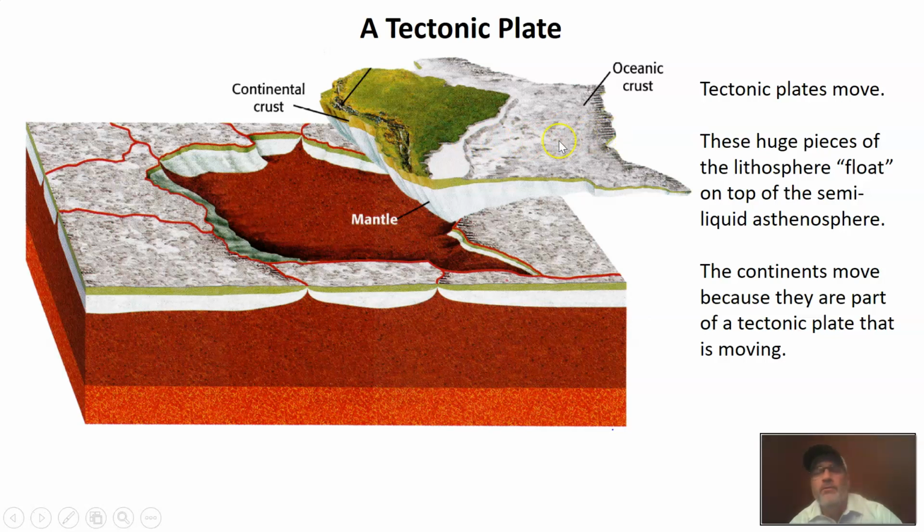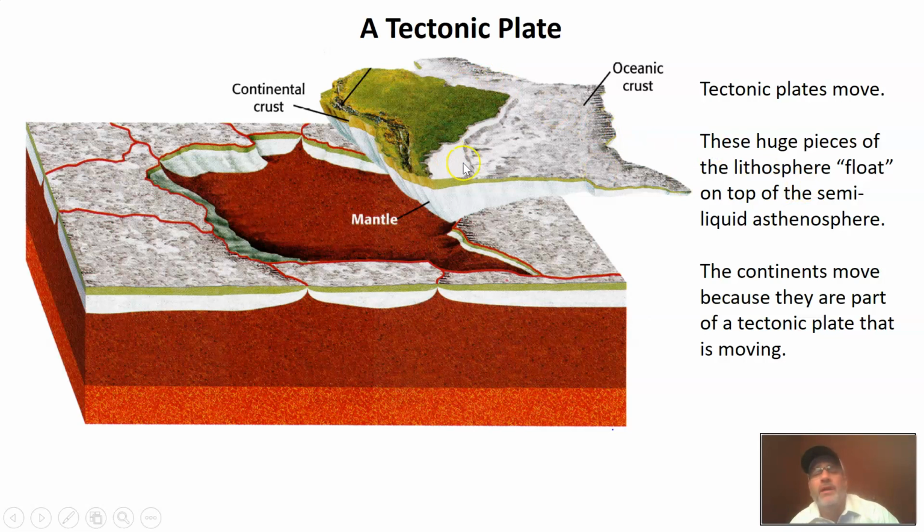And so these huge pieces of the lithosphere, I want you to think of them as sort of floating on top of this semi-liquid asthenosphere. So down here's our asthenosphere, and remember, a tectonic plate is just a huge chunk of the lithosphere. Now, when we talked about continental drift, we said that Alfred Wegener knew that the continents were moving, but he didn't know why. He could never really explain why the continents were moving, even though he had all this evidence that they had moved from their past location.